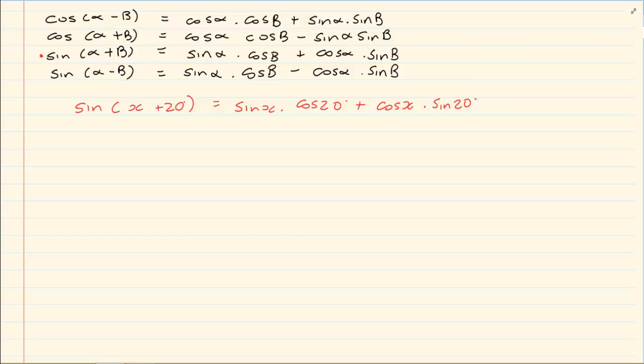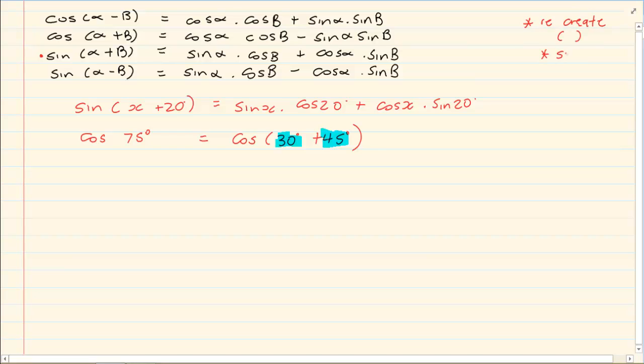But how would they ask you these questions? They usually try to link it to special angles. So if they ask you something like, calculate the value of cos 75 degrees without the use of a calculator. Now cos 75 degrees is the same as cos(30 degrees plus 45). What you need to notice is that 30 and 45 are both special angles. Now, once we have recreated the brackets by using special angles, then we expand.